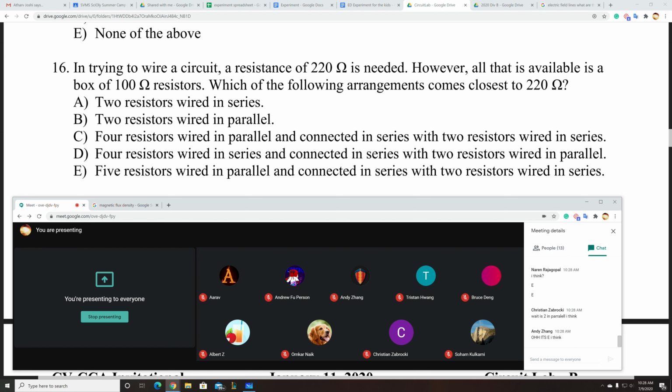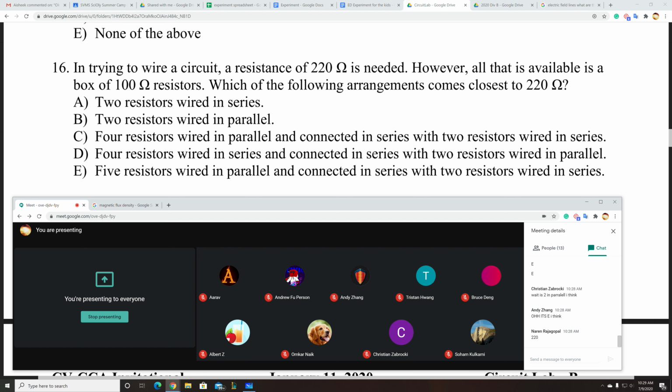Yeah, Naren's right. It's just E. You just need 2 in parallel to get the 200 ohms, and then the remaining 20 ohms is because you just need to understand that you're just finding the reciprocal. All the equations are just the reciprocal of adding up all the fractions, so it would just be the reciprocal of 1 divided by 100 times 5, which in this case, you're just trying to find what reaches to 1 over 20.